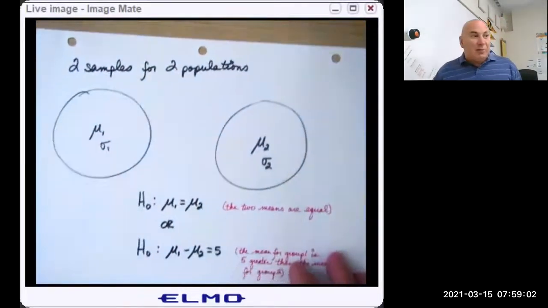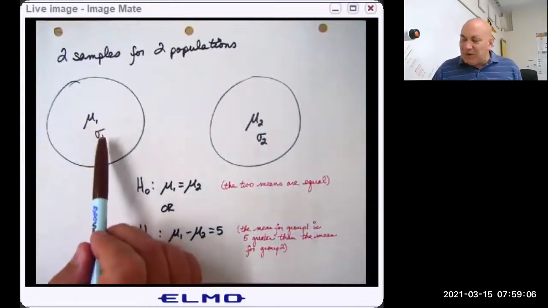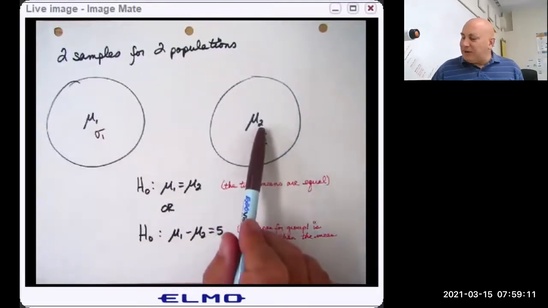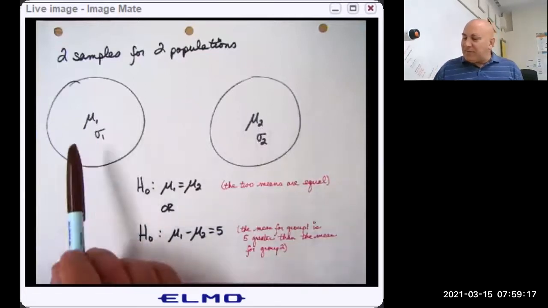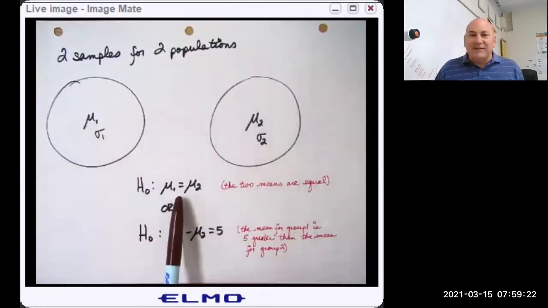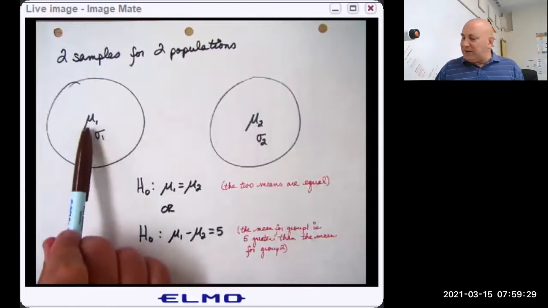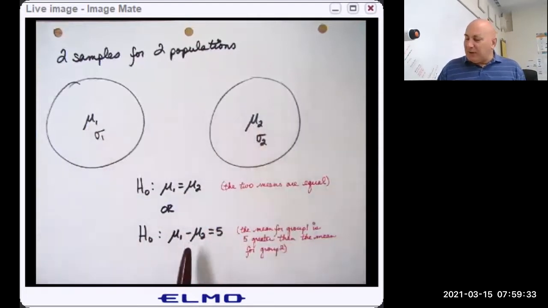So here we have two populations. The first population has a mean of mu1 and a standard dev of sigma 1. The second population has a mean of mu2 and a standard dev of sigma 2. Now, if we want to do a hypothesis test and see if these two means are equal, we would write it this way, our hypothesis. If I want to know, is this mean 5 units greater than this mean, then we would write it this way.